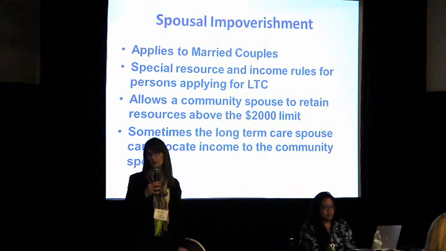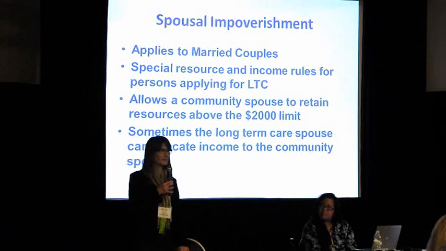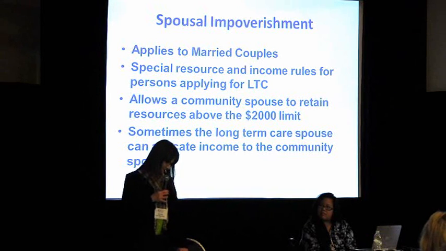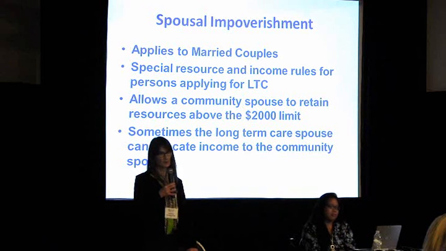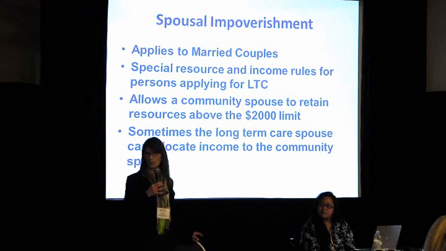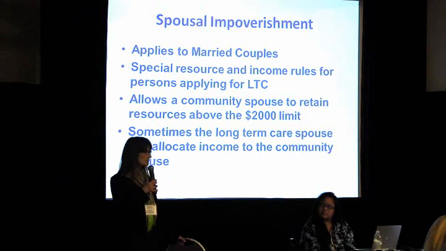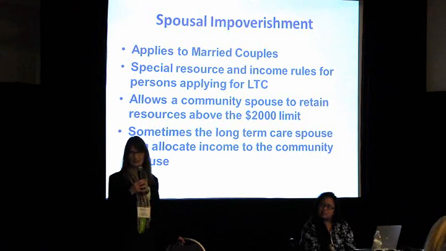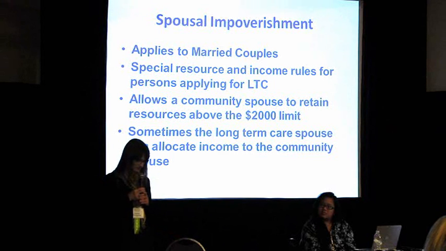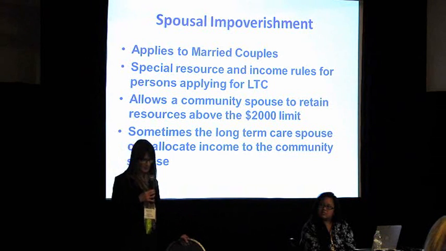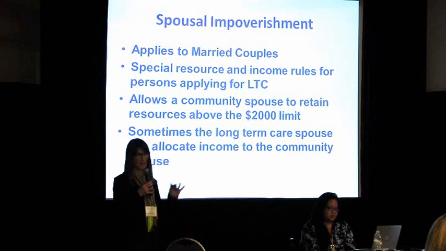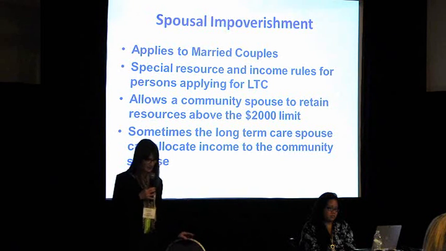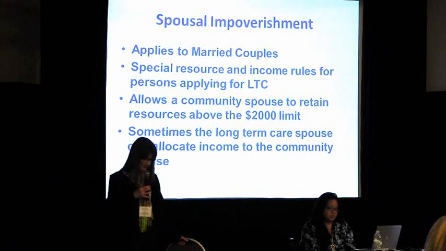So spousal impoverishment has been around, I remember this date, September 30th of 1989, is when we first started using the spousal impoverishment federal rules. So they have been around for quite some time. And believe it or not, they are pretty much the same as when they were back in 1989. So that's one thing that really hasn't changed very much. But spousal impoverishment applies to married couples. So you have to be married, and it can be common law married, but it has to be a marriage recognized in Kansas.